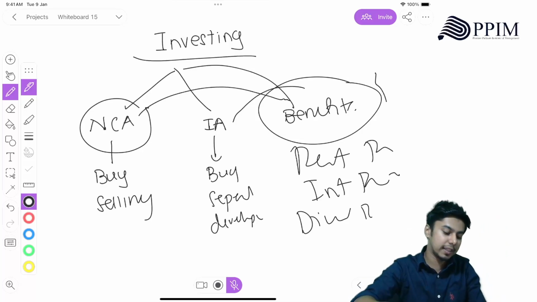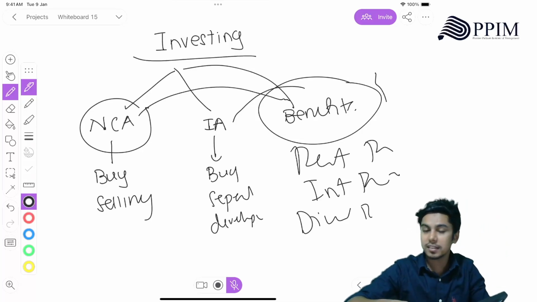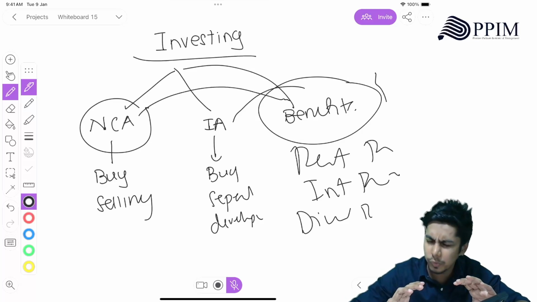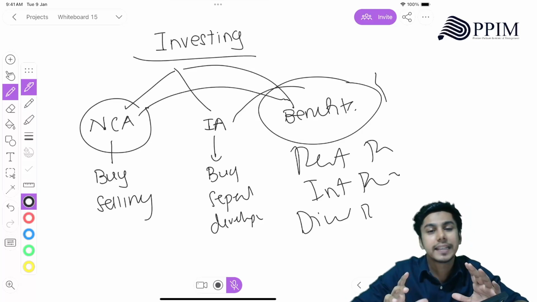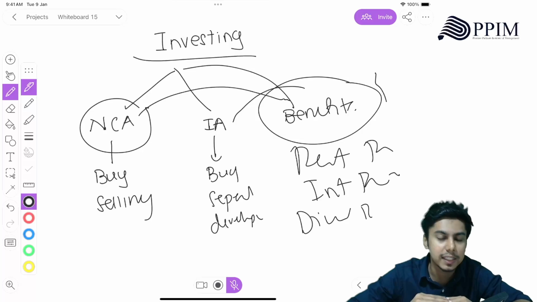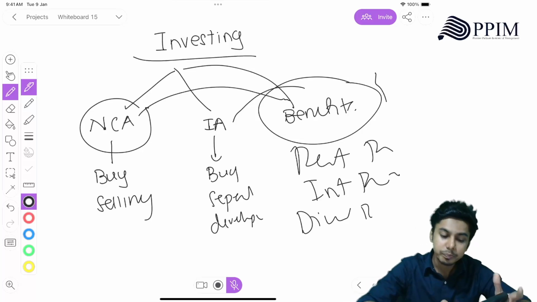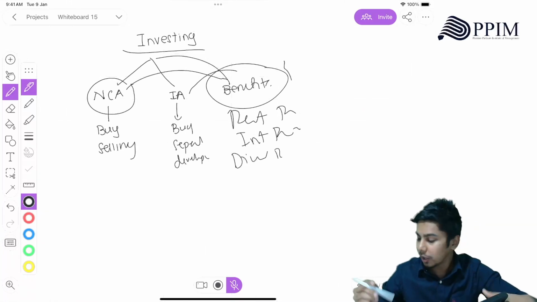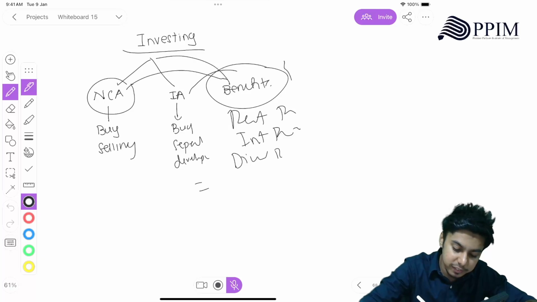And then, on the other hand, after dividends received and interest received, we also have rent received. These are some of the transactions that come under investing activity. Next part, what comes under financing activities?